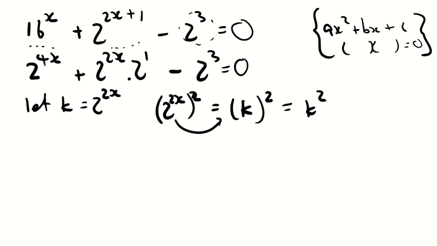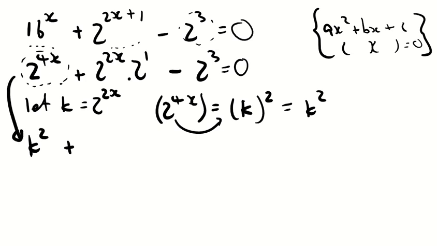So in the place of 2 to the power of 4x, we're going to have k to the power of 2. And by the way, this is equivalent to 4x, but I was just showing you the reasoning behind it. So now let's substitute in the place of 2 to the power of 4x with k squared plus, so we are basically doing this here. 2 to the power of 2x is k multiplied by 2 to the power of 1, minus 2 to the power of 3 is equal to 0.